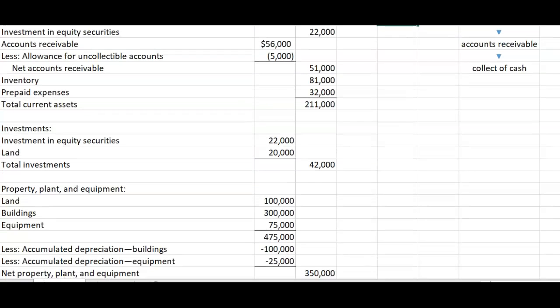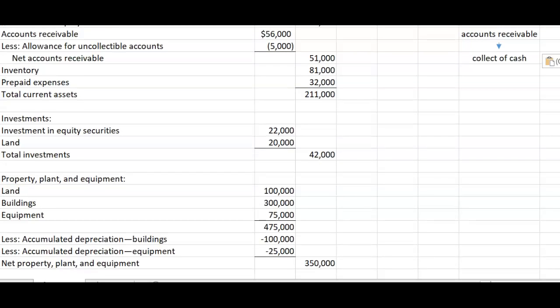Now, if we keep going down, we will see land, the $120,000 given to us in the problem, plus the additional $20,000 information included at the bottom of the problem. $100,000 was used for the building of the company, which is used in operations, and they gave us the building amount to be $300,000. And the equipment, there was no adjustments to the equipment, so that was $75,000.